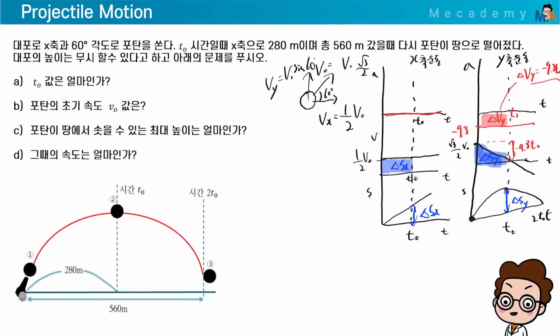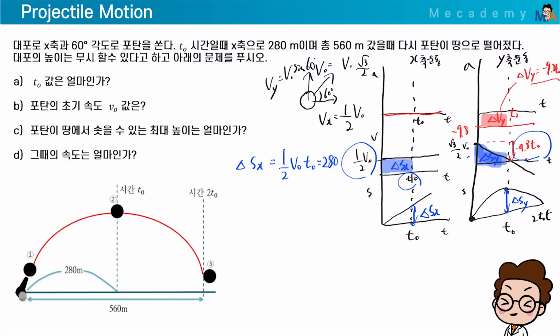Now let's solve the problem. What is shown is 280 meters on the x-axis. Then for delta Sx, looking at this area, how is the area of the rectangle? 1/2 times v0 times t0. What is this value? It's given as 280 meters. Now, since we have two unknowns, we need one more equation, right? So what's that other equation?